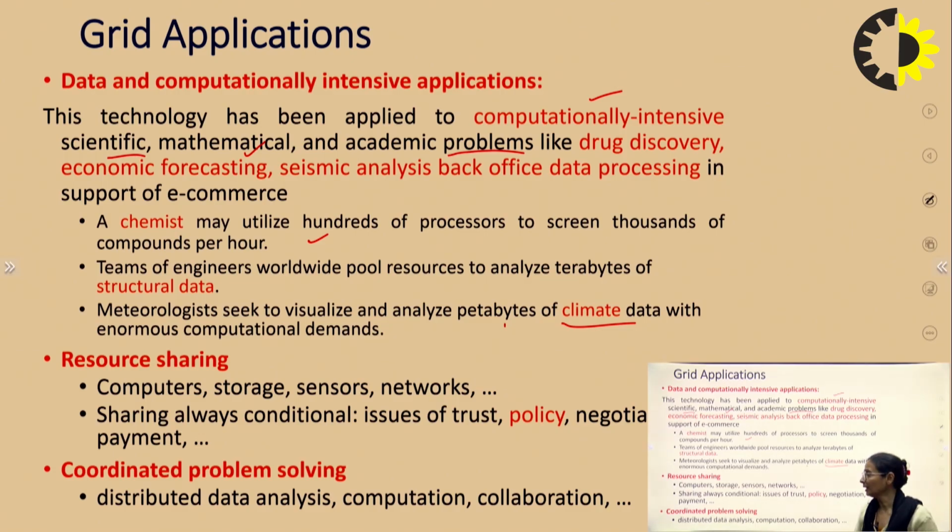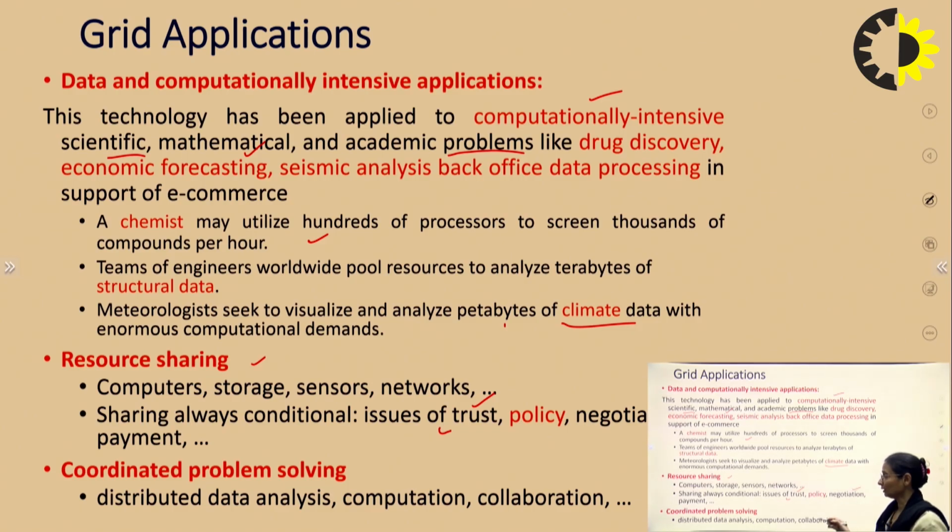Resource sharing: these are the applications where we are not going for computation, but just sharing resources. These resources may be systems, storage, sensors, or networks. Sharing is always conditional, because there is an issue of trust. Maybe some policy is hindering the sharing of resources.